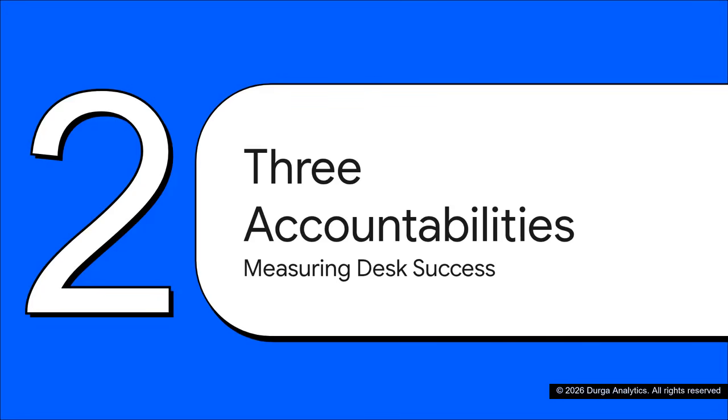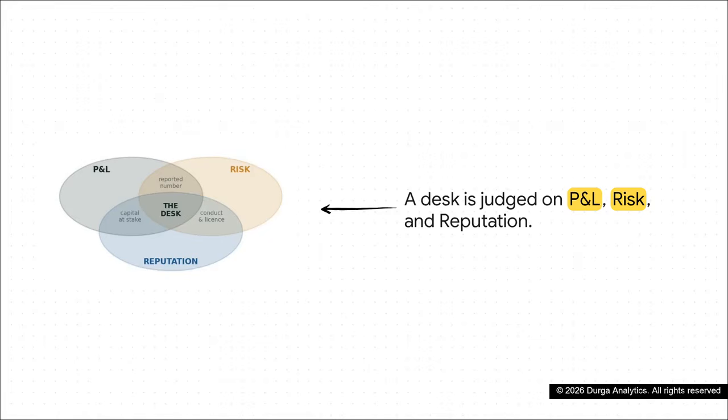Section 2. The 3 accountabilities. So, if you ask a junior trader what their job is, they're almost always going to tell you, making money, right? But if you ask a desk head, that answer is dangerously incomplete. A desk is accountable for 3 things: profit, risk, and reputation. A junior trader might just optimize for P&L, but the desk head is judged on all 3.